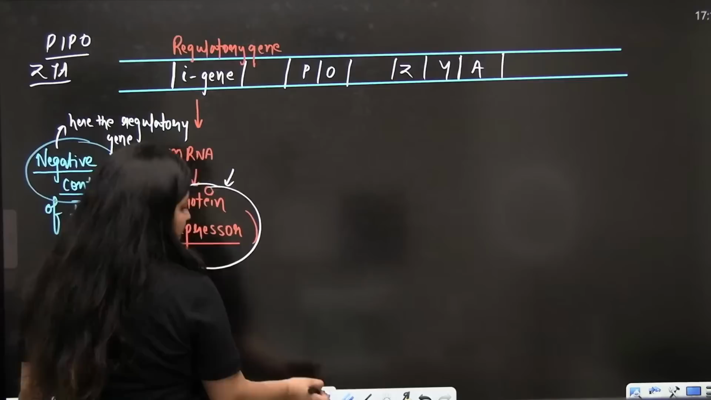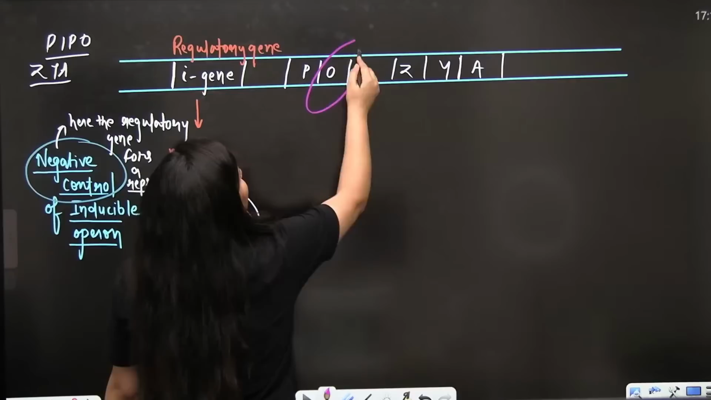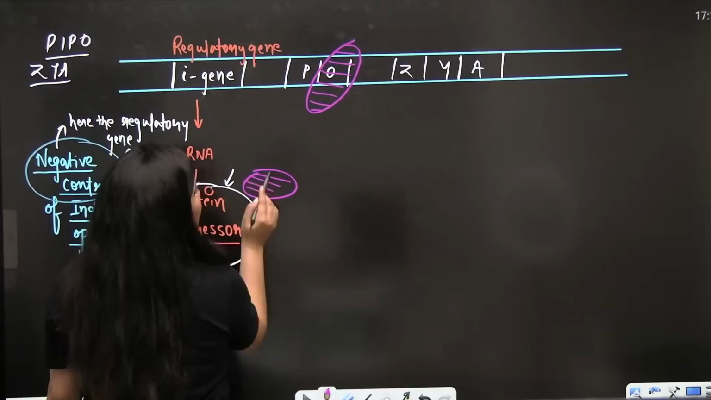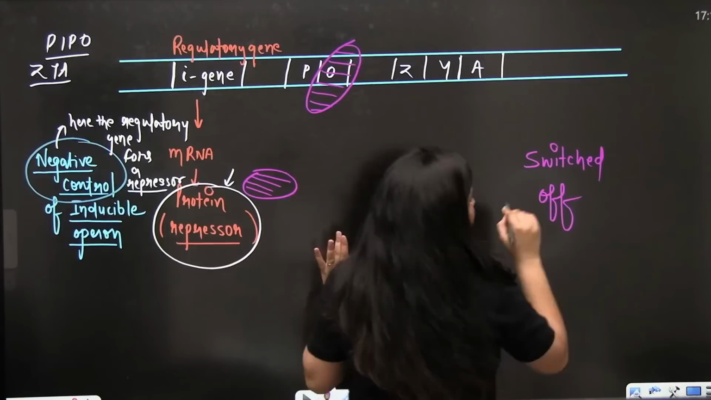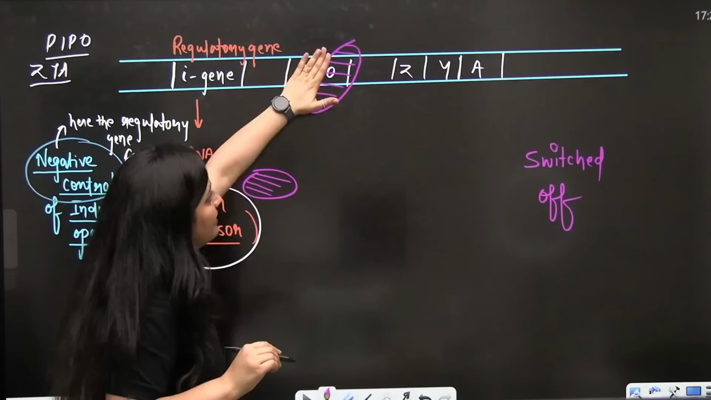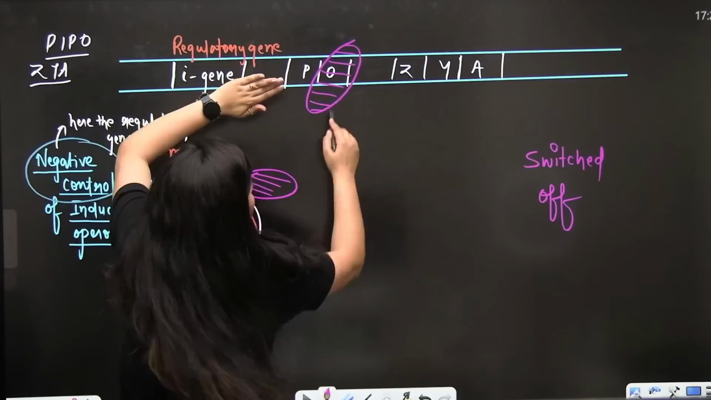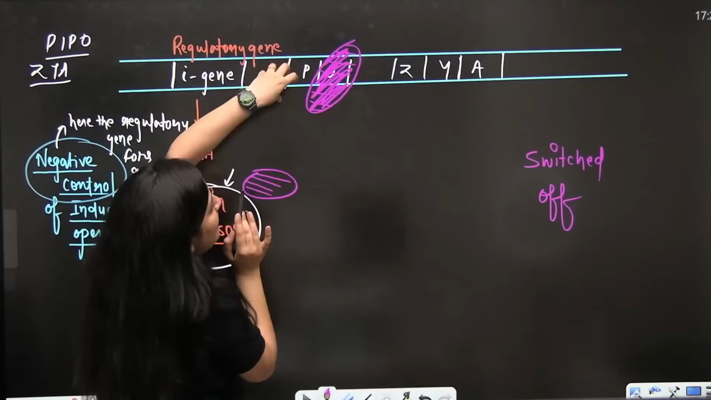Now another important question, bachche: this repressor is going to bind to the operator. Always remember, this repressor protein will always bind to the operator. It's a switched off condition of the lac operon, right? Are you getting my point? So the repressor will bind to this particular operator, and now it is not leaving a place for RNA polymerase to bind to this promoter.